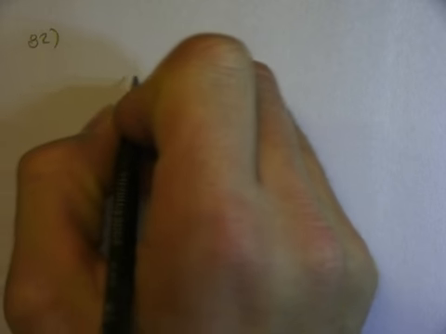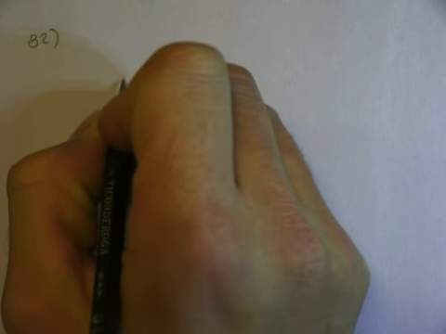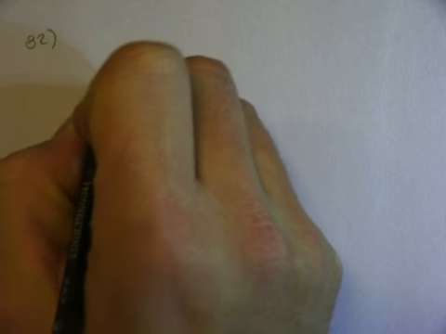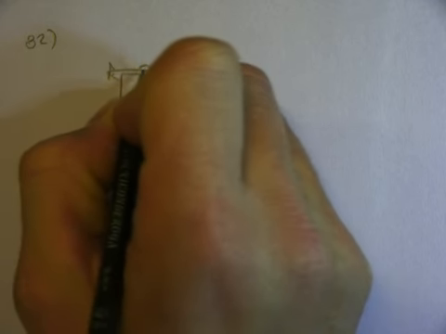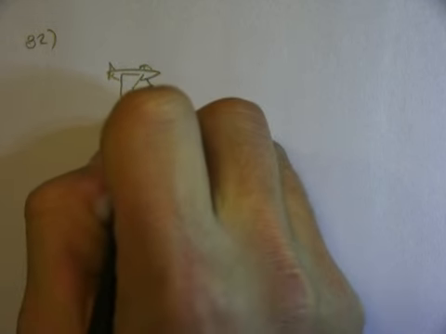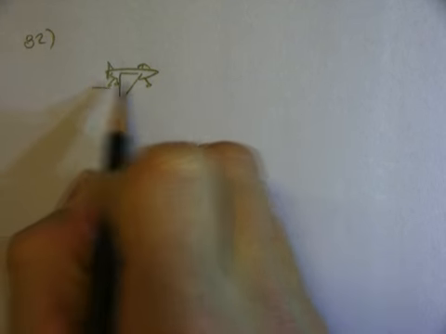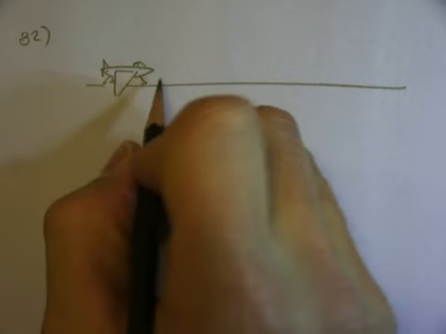Alright, number 82, we get a jet that's ready for takeoff. The engine supplies a constant thrust of this. How much runway will it need to reach its maximum takeoff speed? Okay, so let's get a little picture going here. Here's my jet. Here's my runway.